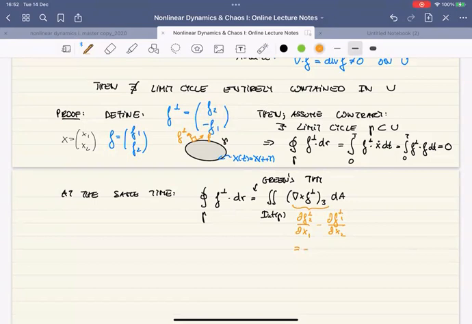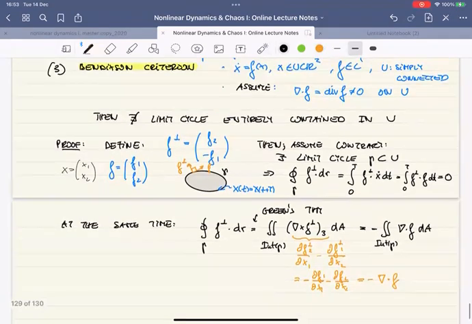Plug those in here, then what you will find is that this is the partial of f1 with respect to x1 minus the partial of f2 with respect to x2, and that's just minus the divergence of f. So when I plug that in here, I'll just rewrite that. I'll pull out the minus, and I have this area integral over the interior of gamma of the divergence of f dA.